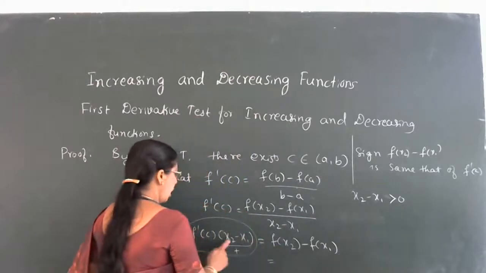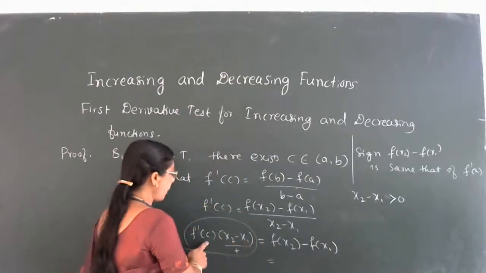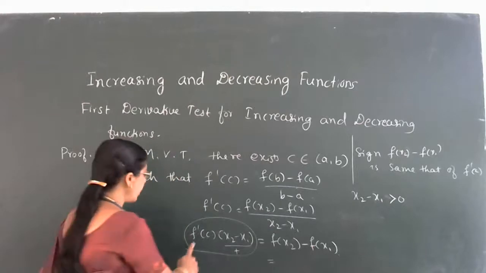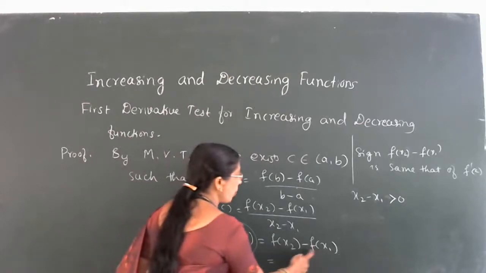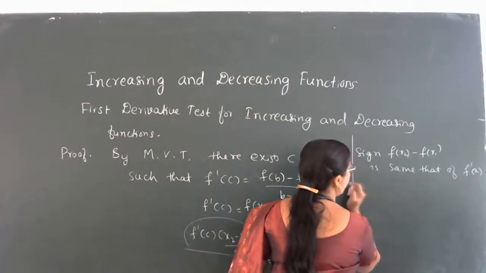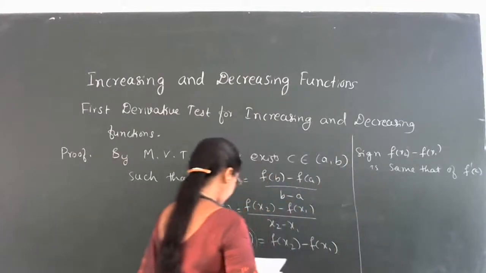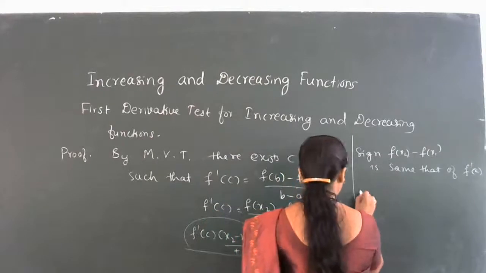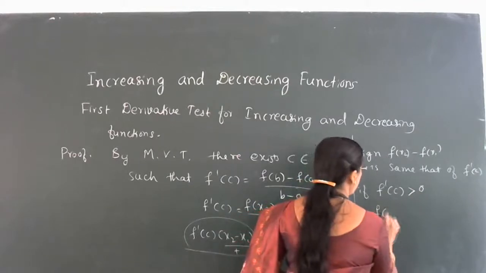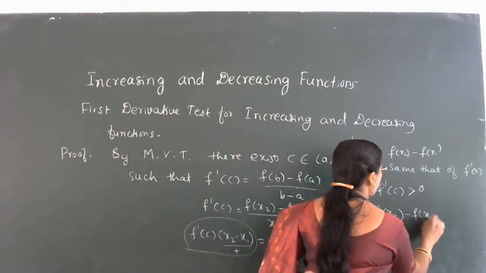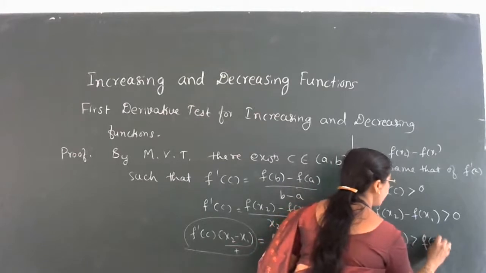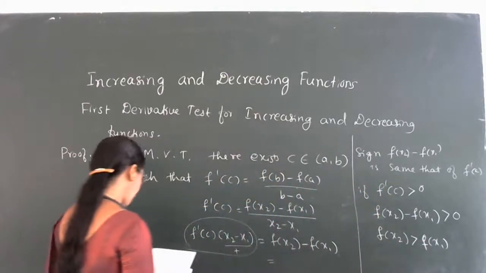If x2 minus x1 is positive, then the sign of the LHS depends upon the sign of f dash c. Therefore, the sign of f of x2 minus f of x1 is the same as that of f dash c. Then, if f dash c is greater than 0, then f of x2 minus f of x1 is also greater than 0. Then f of x2 is greater than f of x1.